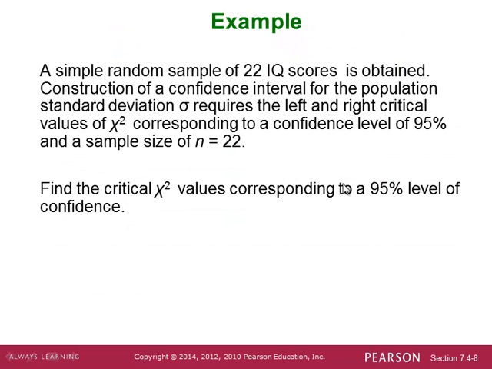Okay. So we're going to look at an example here. Simple random sample of 22 IQ scores. Sample size 22. IQ scores is obtained. Construct a confidence interval for the population standard deviation sigma. This requires the left and right critical values of chi-square, corresponding to a confidence level of 95% and a sample size of n equals 22. We will find the critical chi-square values corresponding to a 95% level of confidence.